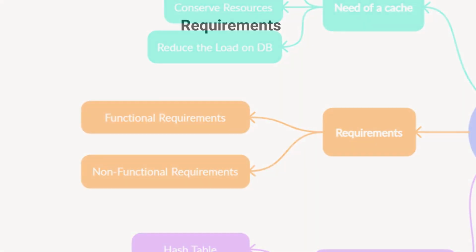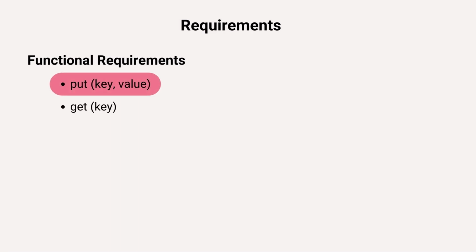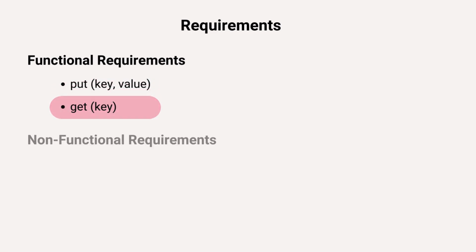Let's formalize our requirements. We need to implement two primary operations, put and get. The put will store data in the cache under some unique key, and the get retrieves a particular data from the cache based on the key.